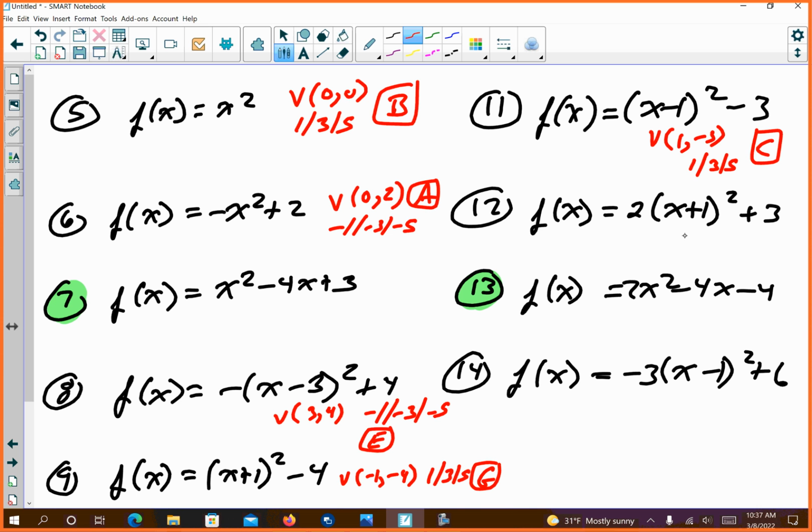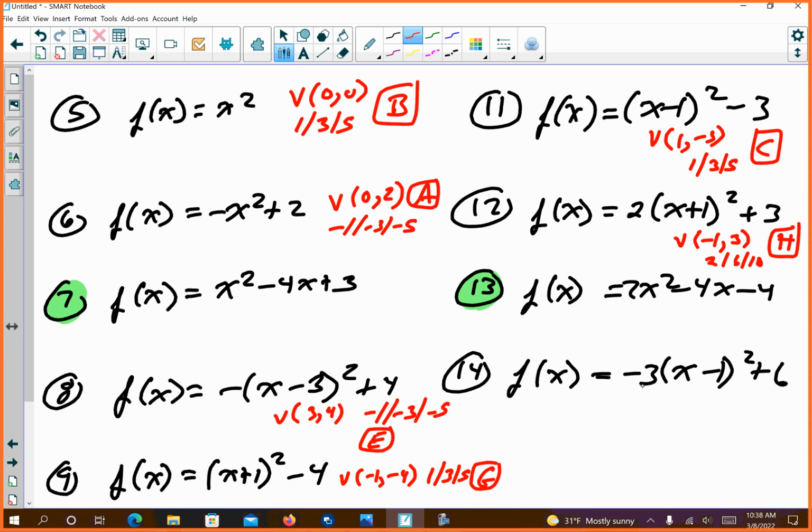Number 12, I have a vertex at -1, +3. Pattern graph is going to be 2, 6, 10, so it's going to get a little steeper. So opening up, -2, or excuse me, -1, 3. What do you think? H. And again, if you're crossing them off as you're going through it, you're getting to more and more. 13, I'm going to skip. Okay, I'm going to skip for right now because it's a little bit tougher.